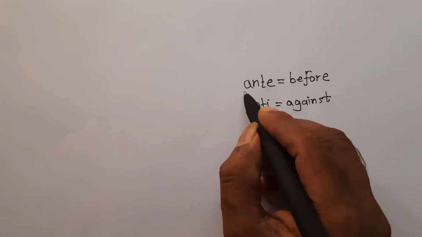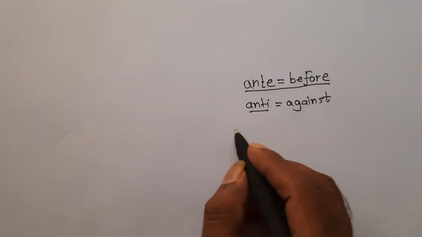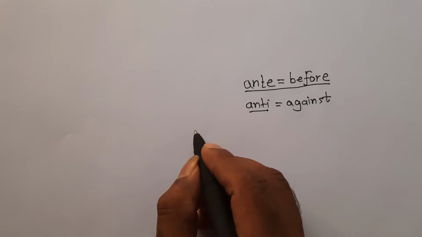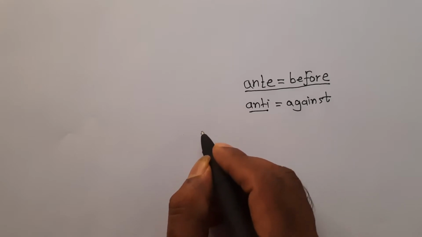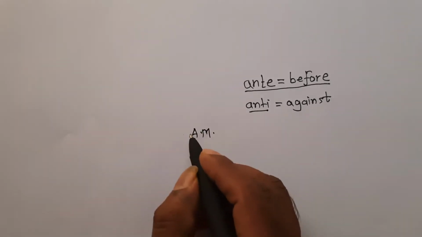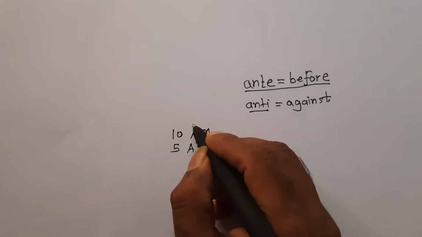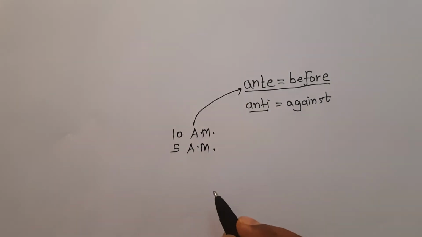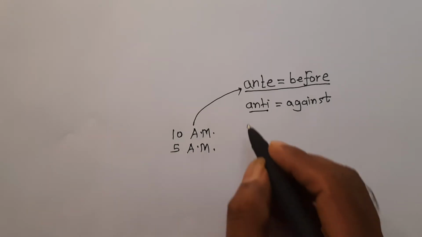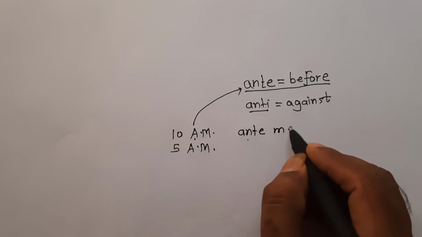But the root word that I want to discuss now is ante, before. Okay, now let us see various words from ante. One example that I would like to give you to begin with is whenever we say AM, when we give some kind of time, when we say 10 a.m. or 5 a.m., right? This A is ante, M is meridian, and ante is before meridian.